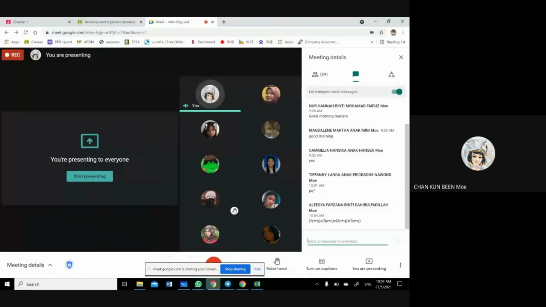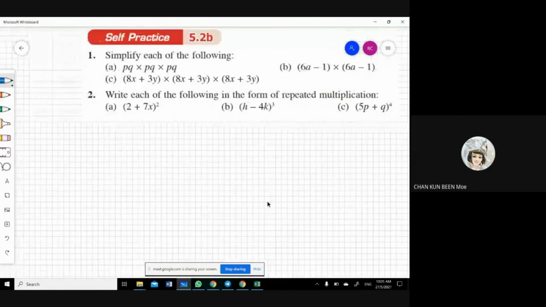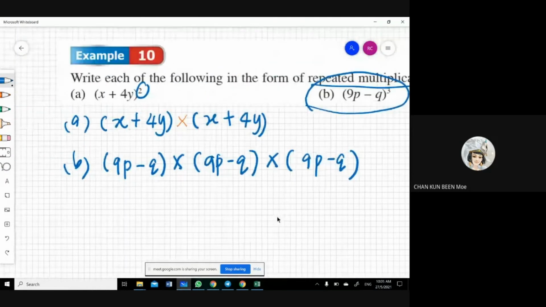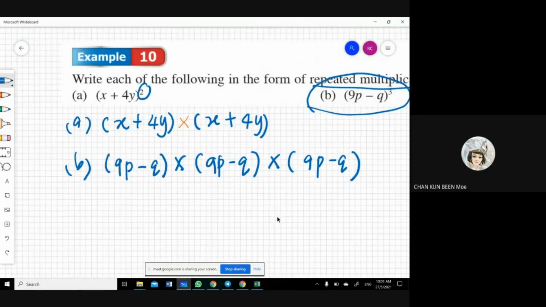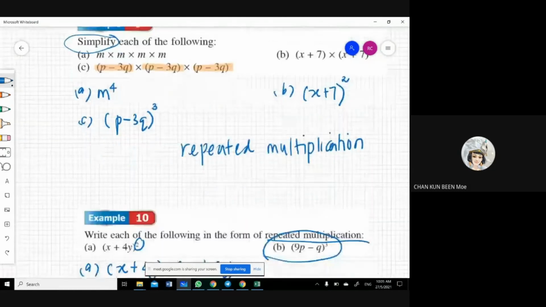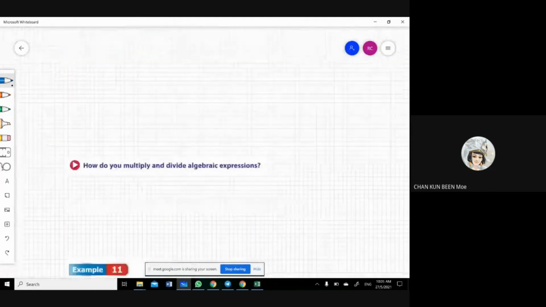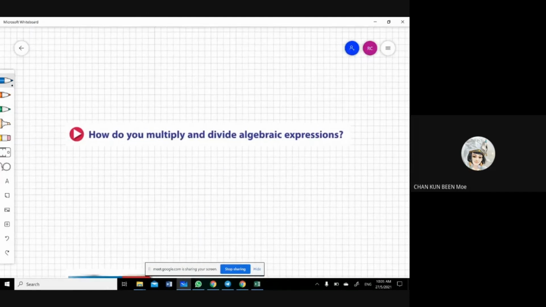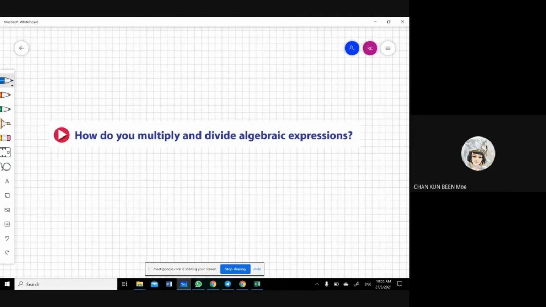So we continue with the lesson first. Later on, we have some more quiz going on. Okay, so example 10, you don't have a problem with the repeated multiplication. You also don't have a problem to simplify it. So we continue with multiply and divide. Multiply and divide algebraic expression is very easy. That's why I continue a lot of subtopics today.